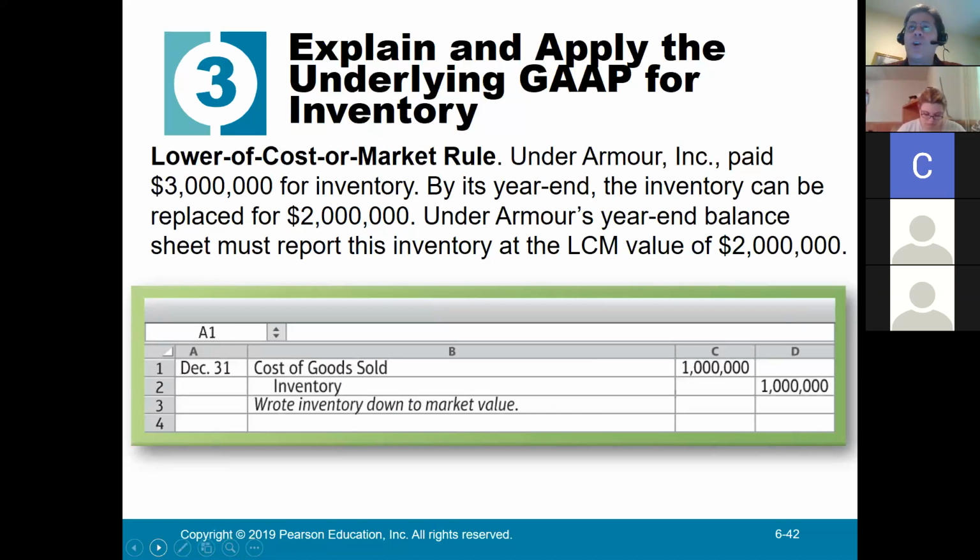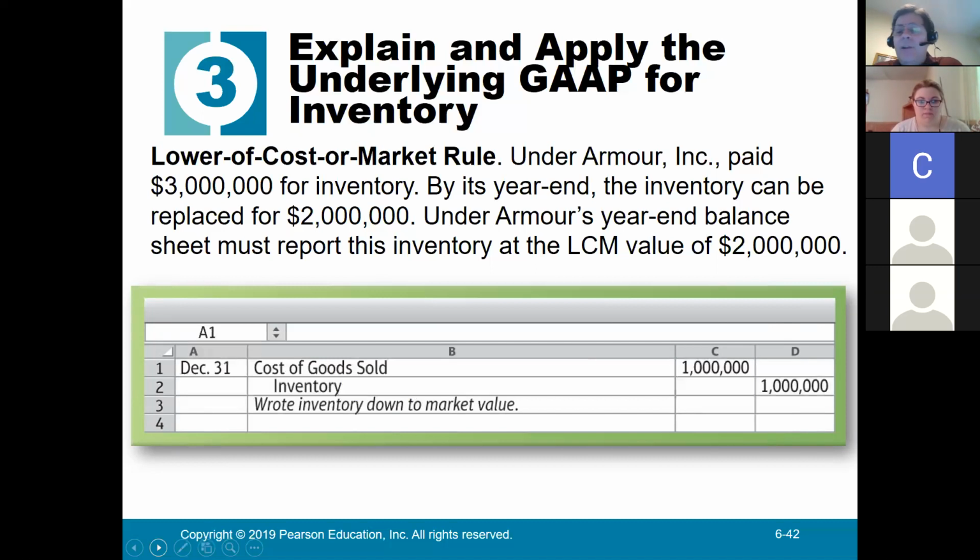So what is your journal entry? And here's where the mistake sometimes gets made. We know that we've got to make our balance sheet $2 million. So our first thought is to make a journal entry for $2 million. No, no, no, no. We already have $3 million in inventory. To make it $2 million, we need to make it go down by $1 million, right? The difference, the loss. And then we credit inventory and debit cost of goods sold.